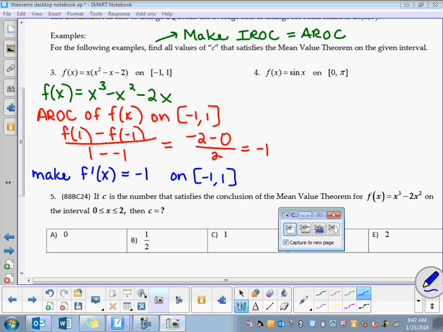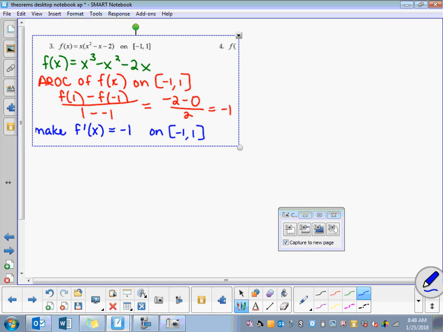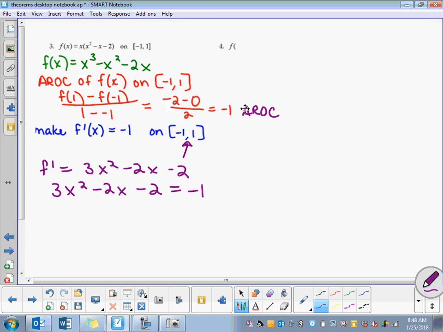There it is. I write too big. Okay. So I figured out my average rate of change was -1. Now I'm going to set my derivative, f prime, equal to -1 and solve and show that my solution is going to be in here. So f prime is 3x squared minus 2x minus 2. The 3x squared minus 2x minus 2 should equal -1. That should have a solution.